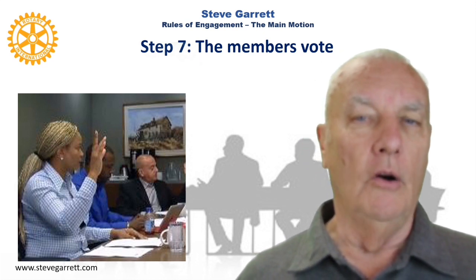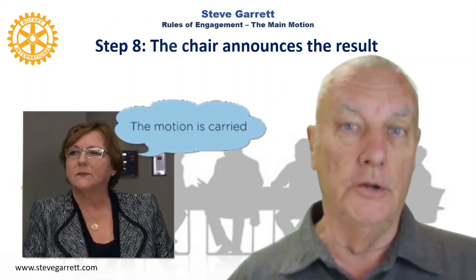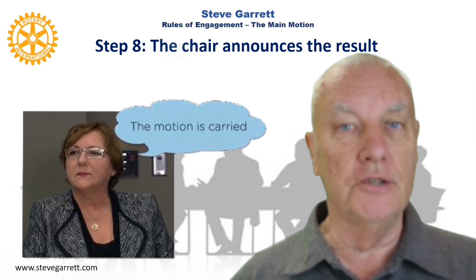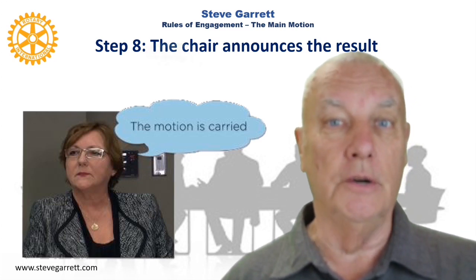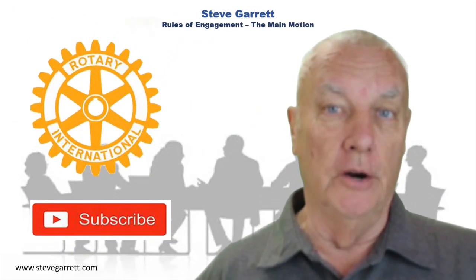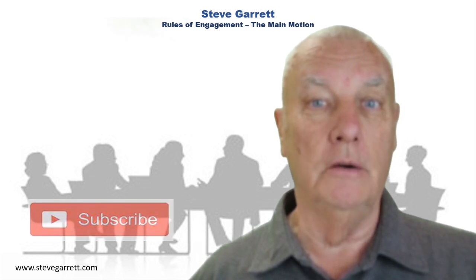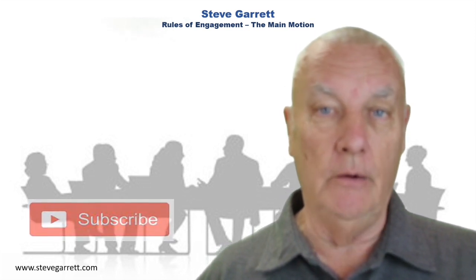And remember, ordinarily, majority rules. Now, the chair counts the votes and announces the results. That's the main motion. It's fairly simple. It's not real complicated.